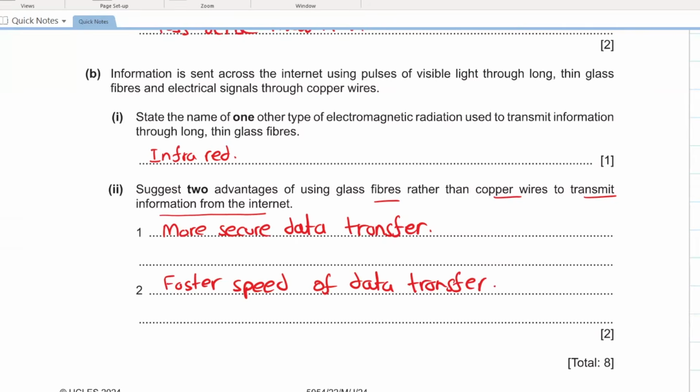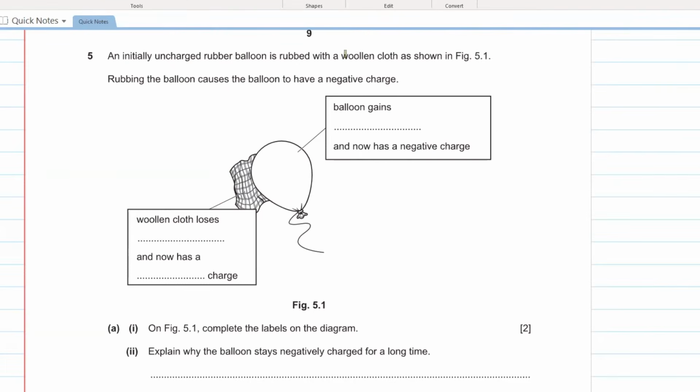Simple. An initially uncharged rubber balloon is rubbed with a woolen cloth as shown in figure 5.1. Rubbing the balloon causes the balloon to have a negative charge. The balloon gains electrons, and the woolen cloth loses electrons and now has a positive charge. Beta, can you see, just for writing this basic thing you got 2 marks?